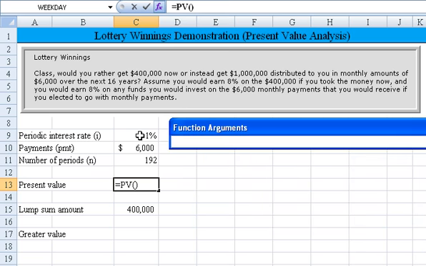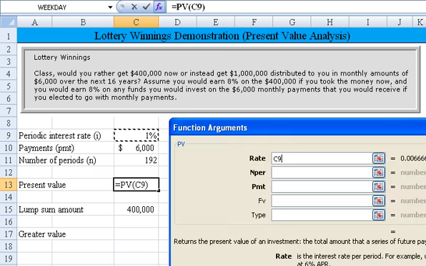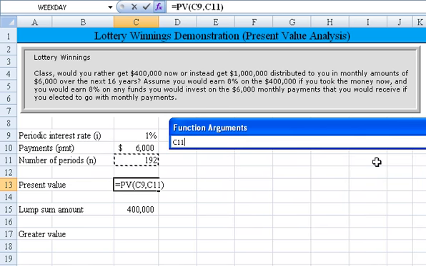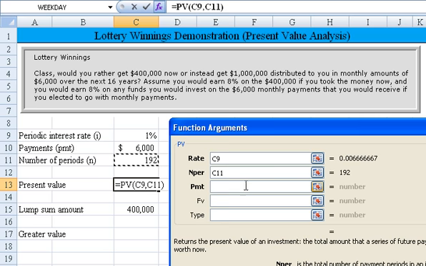Okay, so let me slide this over. The rate is given right there. It has to be the periodic rate. The number of periods is given right there. The payment amount is given right here, but I'm going to make that a negative, so that our answer will come out as a positive.